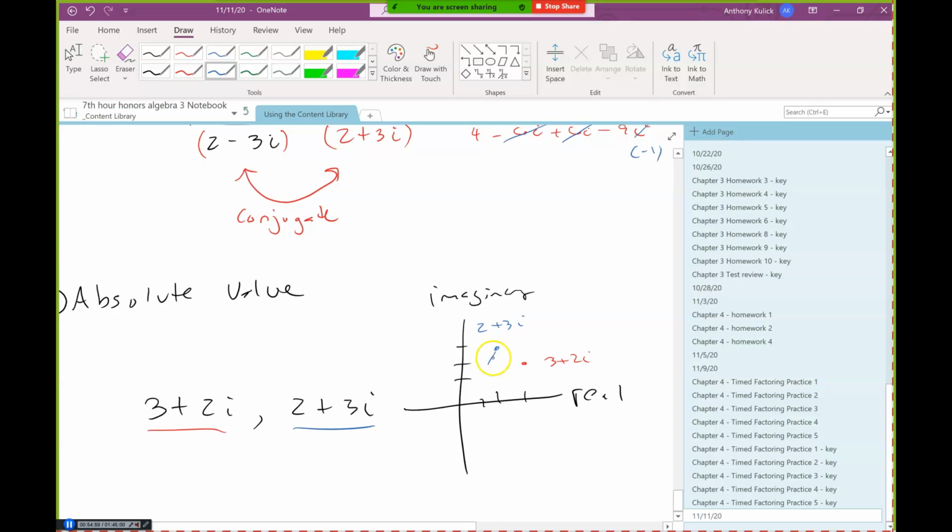So for example here, this distance is going to represent the absolute value. So how do I compute that distance? Think about this. This is a right triangle where I went 2 over and 3 up, right? What's going to be the easiest way to solve for the hypotenuse of that right triangle?